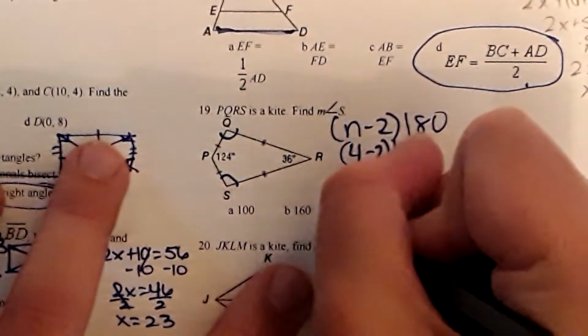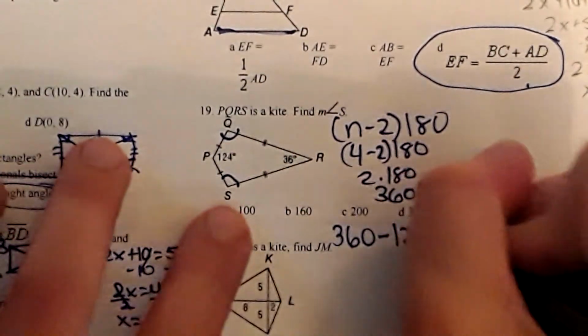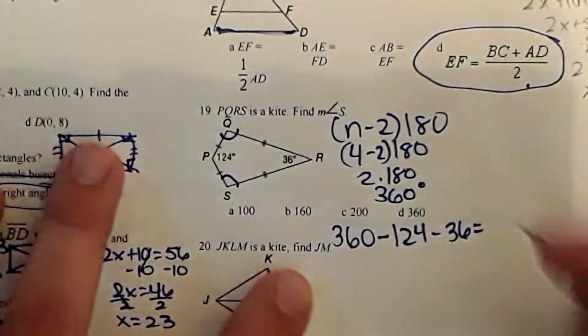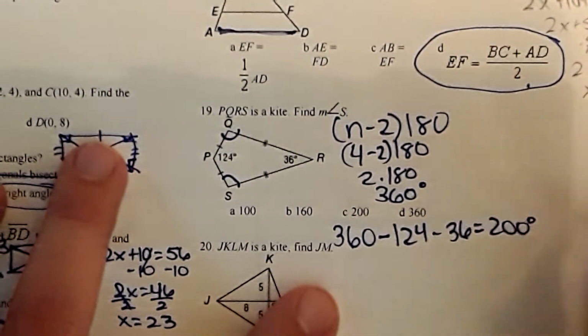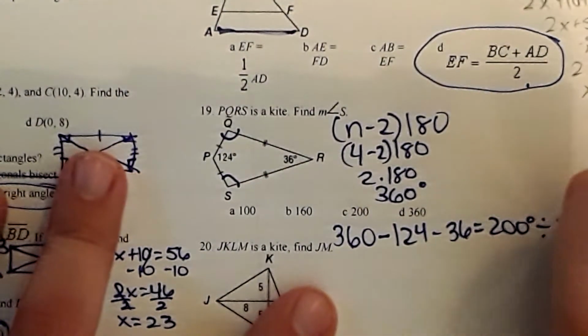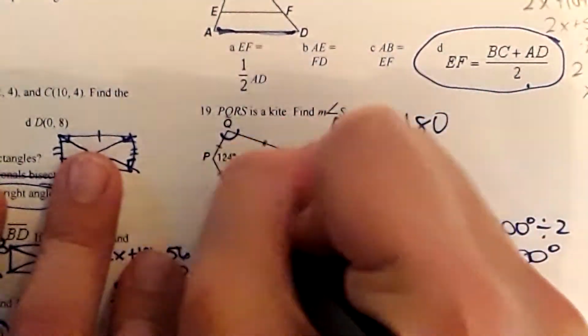Then from there, we can take 360, subtract 124, subtract 36, and we're left with 200 degrees. That 200 degrees has to be broken up evenly among those 2 angles, so we need to divide by 2 to get 100 degrees. A.